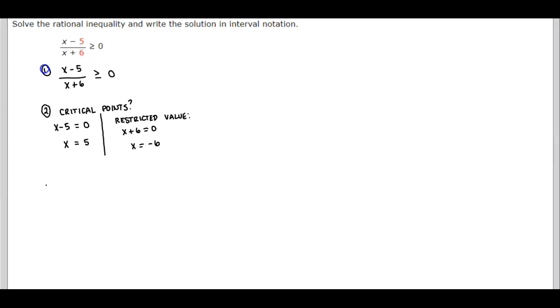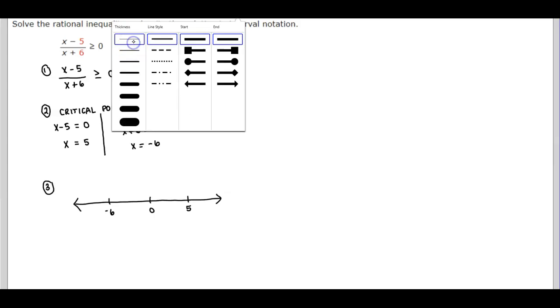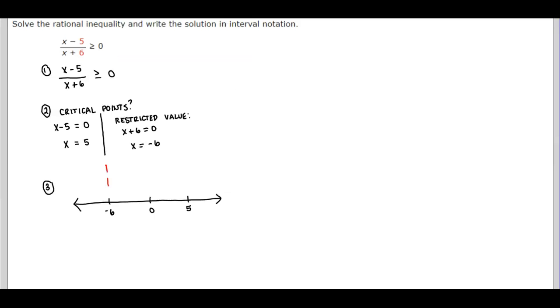So the next thing we're going to do is create our number line. Here we have our number line. We have negative 6 over here, and then we have positive 5 here. And then we're going to create our regions from those critical points. So we have a region that's divided at negative 6 and another one that goes through 5 from our critical points. And now let's take a look at our intervals.